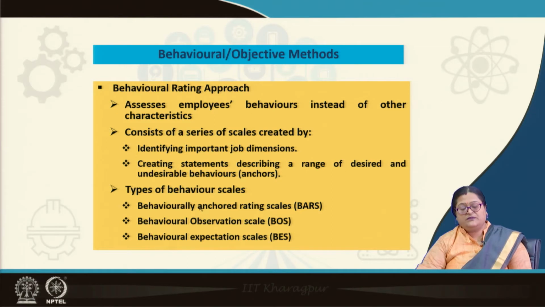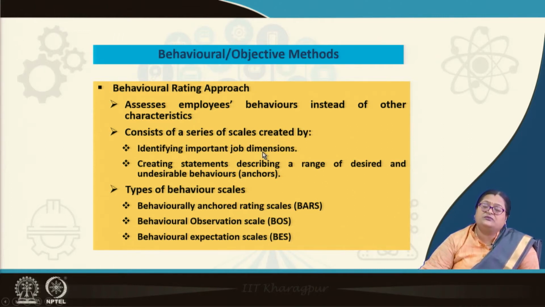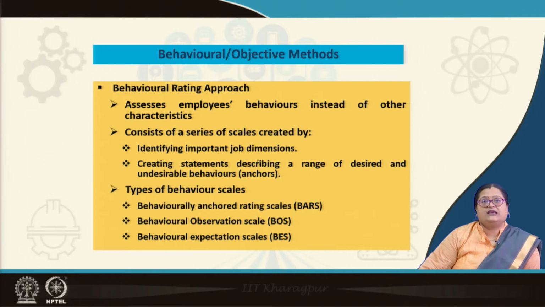In behavioral or objective methods, the employee's behaviors are assessed instead of other characteristics. It consists of a series of scales created by identifying important job dimensions and creating statements describing a range of desired and undesirable behaviors, which we call behavioral anchors. The types of behavior scales are the behaviorally anchored rating scale, behavioral observation scale, and behavioral expectation scales.